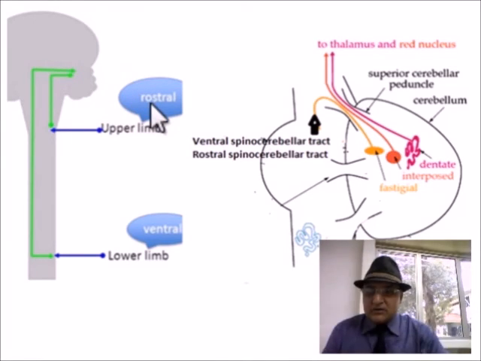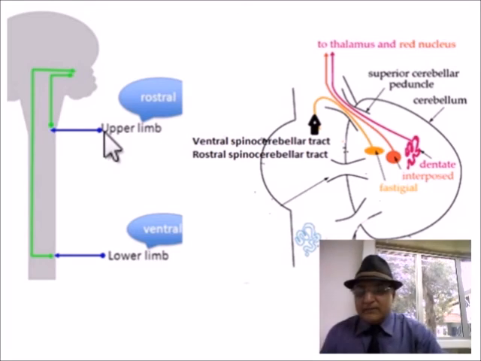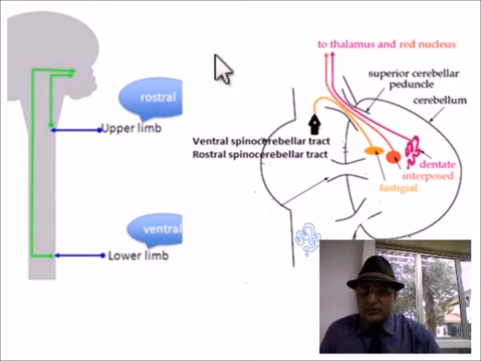The rostral spinocerebellar tract is the tract of the upper part of the trunk and upper limbs, and this is like the anterior spinocerebellar tract. This rostral spinocerebellar tract carries the sensation of crude touch and pressure from the upper part of the trunk and upper limbs, and it goes along with the anterior spinocerebellar tract through the superior cerebellar peduncle to the spinocerebellum.